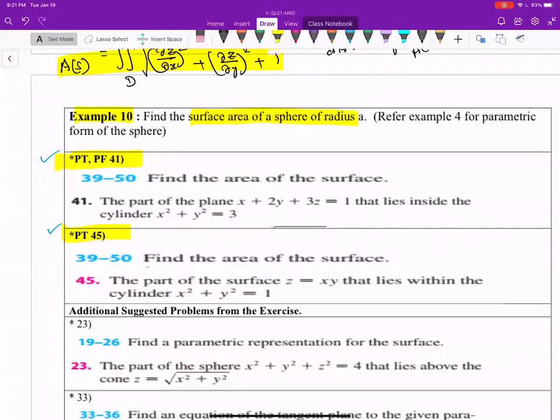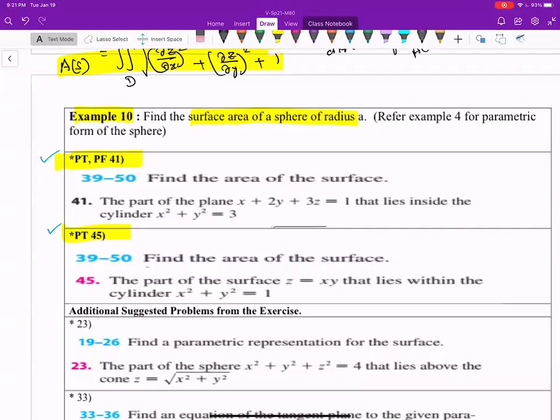Welcome back. This is part D of the concept video for section 16.6. We are going to do example number 10 in this video: find the surface area of a sphere of radius a.